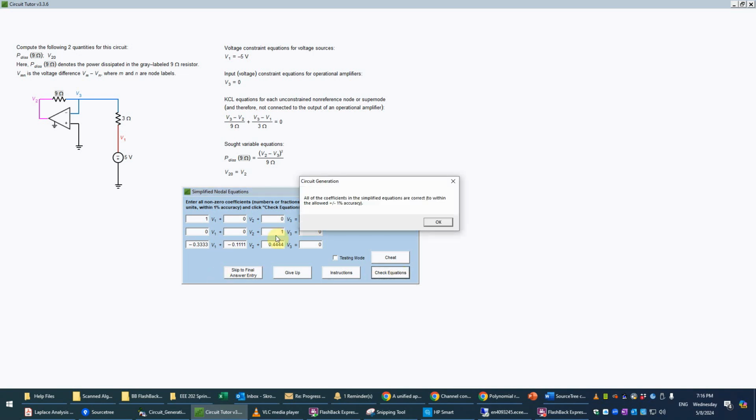And by the way, if you don't want to do all this, you could skip to the final answer entry and just put in the number if you want. That could save a lot of time, actually. And in this kind of problem, that might actually be a good idea if you already know the answer.